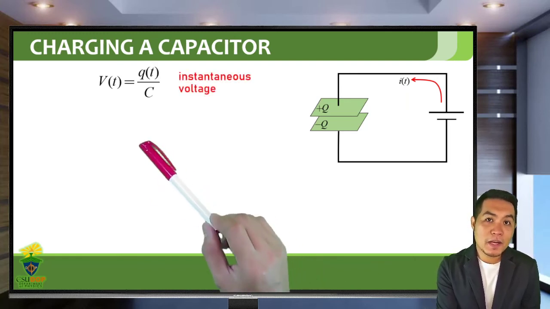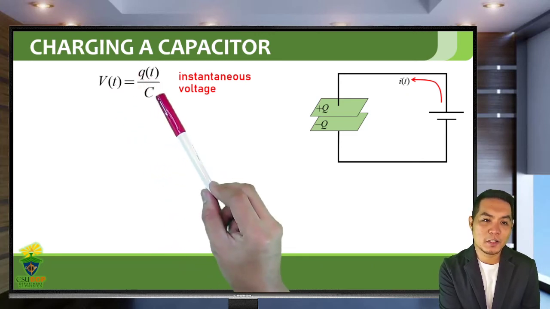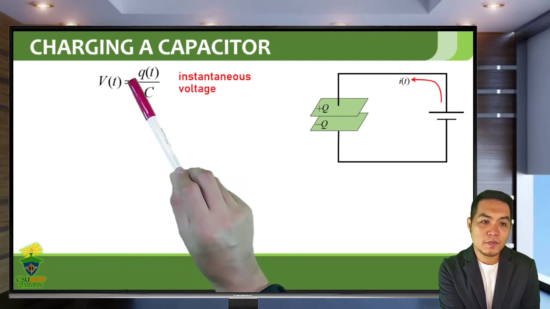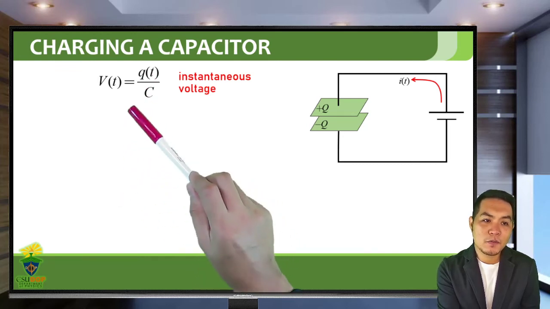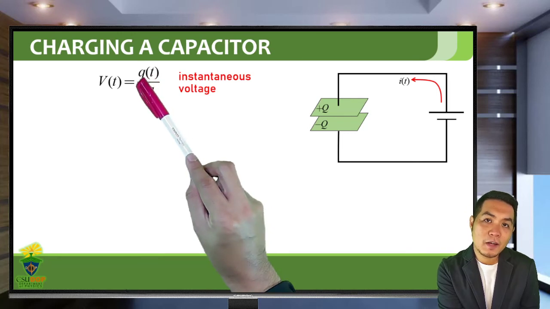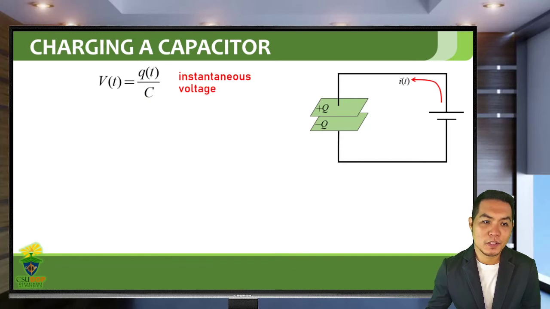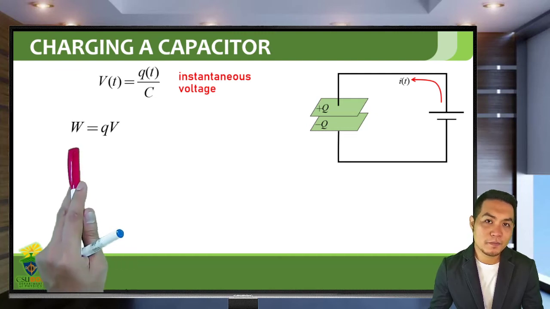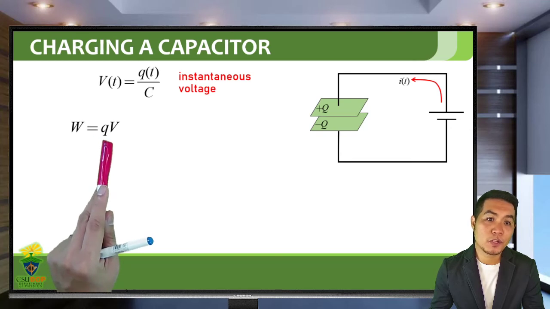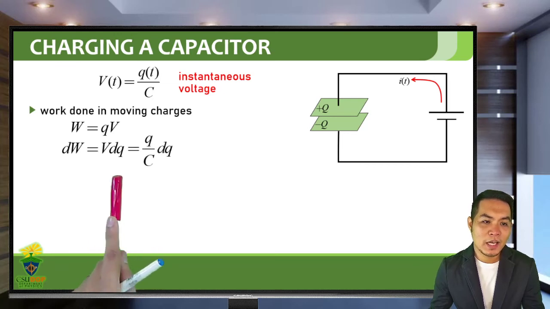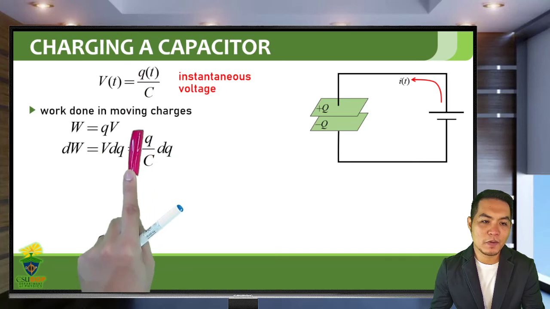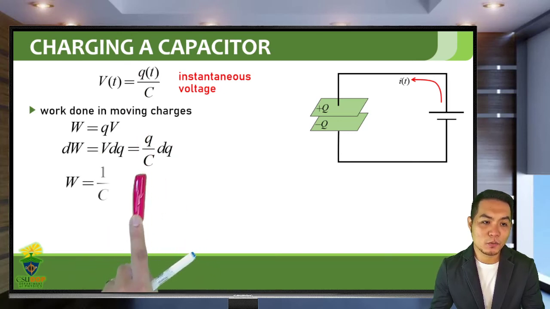From our equation for capacitance, the relationship between V and Q is just this one. This is the instantaneous voltage of our capacitor, and it's related to the instantaneous charge over the capacitance. Of course, the final voltage of your capacitor will be V_AB, and the final charge will be a capital Q. At the start, they're both 0. From our definition of the work done in moving a charge Q at a point where the potential is V, work is just Q times V. The differential work will just be V dQ, and since V is Q over C, we replace V by Q over C and integrate to get the work done.